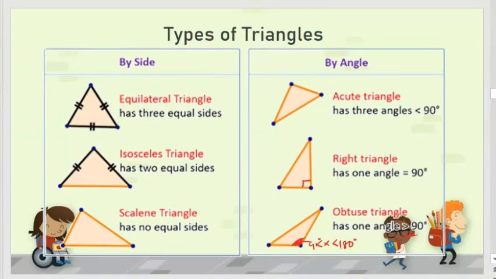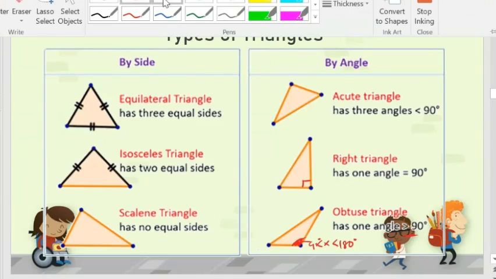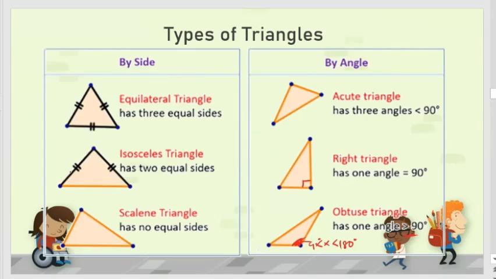For the isosceles triangle, we will use it later. For the isosceles triangle, these 2 angles will be the same. Then for the equilateral triangle, these 3 angles will be the same, all 60 degrees. This one is only revision.